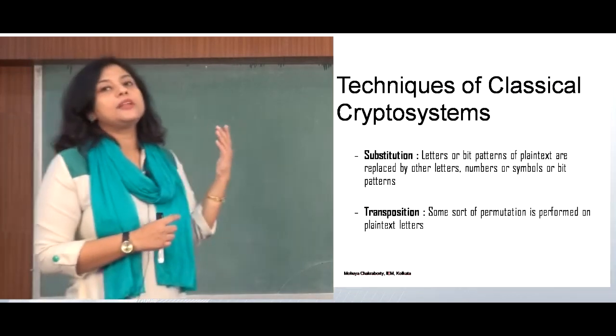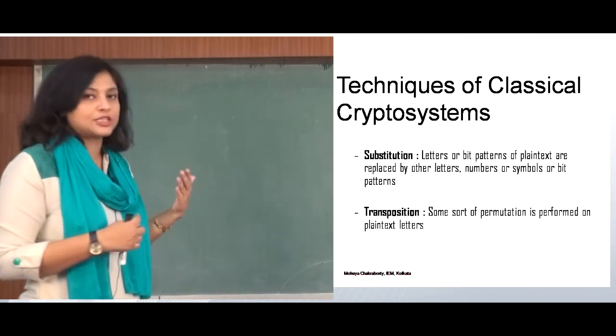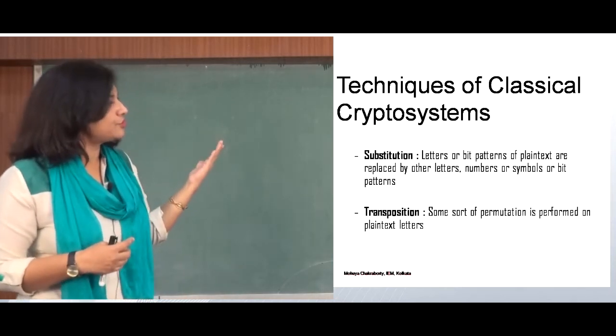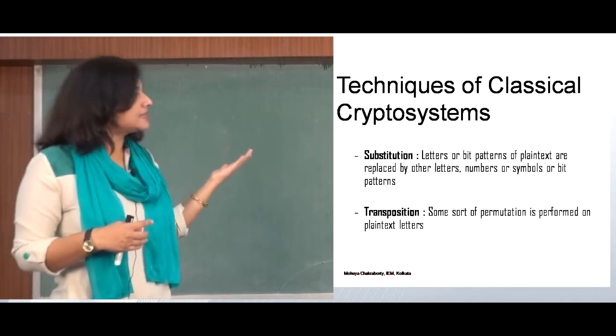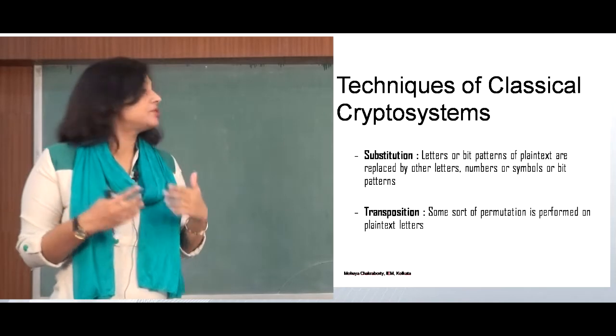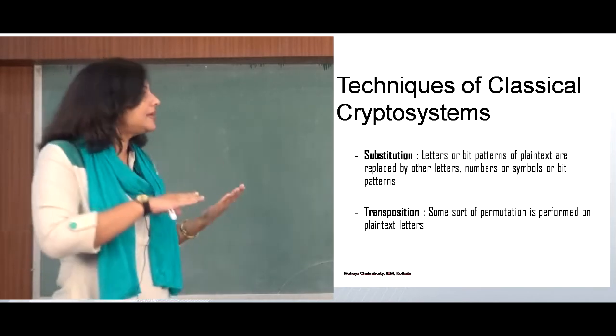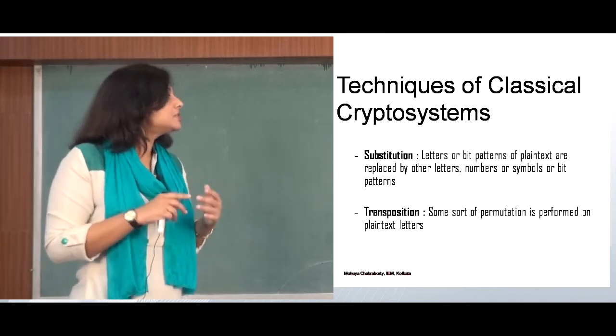Now, as I said, the various techniques of classical cryptosystems are the substitution technique and the transposition technique. Now, what is the substitution technique? In substitution techniques, the letters or the bit patterns, if we are using only zeros and ones, of the plain text are replaced by other letters or numbers or symbols or bit patterns.